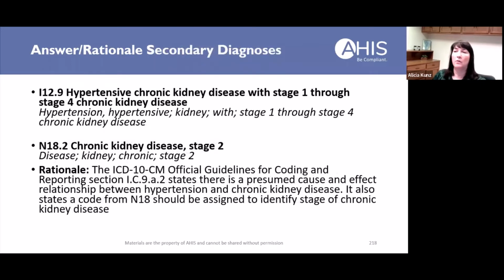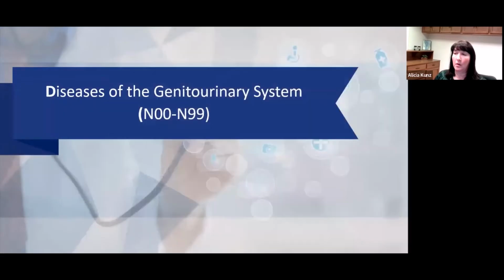Then we have a combo code for hypertensive chronic kidney disease with stage 1 through 4 CKD. This resident had hypertension and CKD stage 2, so that requires a combo code. And then that code tells you to code also the stage of the chronic kidney disease, N18.2. So you have to pay attention to what the instructional notes are asking of you.